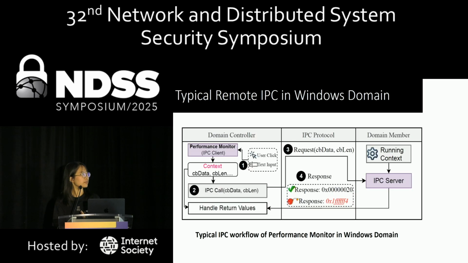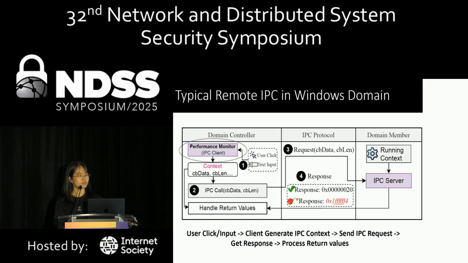Here is a typical remote IPC in Windows domain scenario. An IPC client named Performance Monitor sends IPC requests from a privileged domain controller. The server, which is non-privileged, sends a response back through TCP. If the server is compromised, attackers can craft a malicious response, posing a security risk to the client.